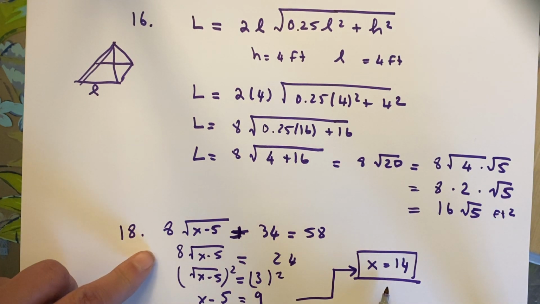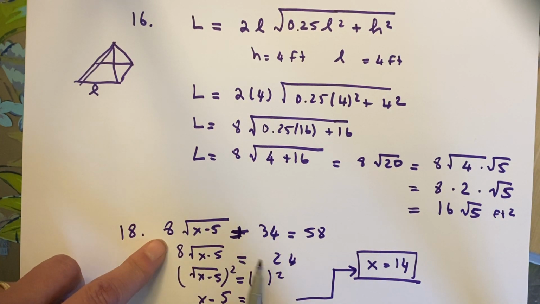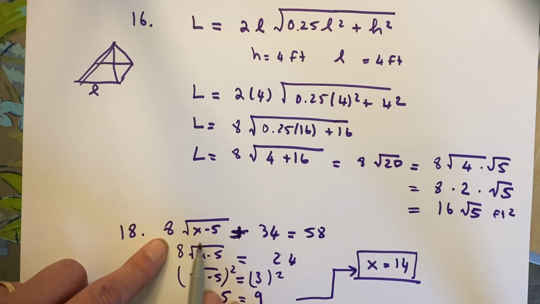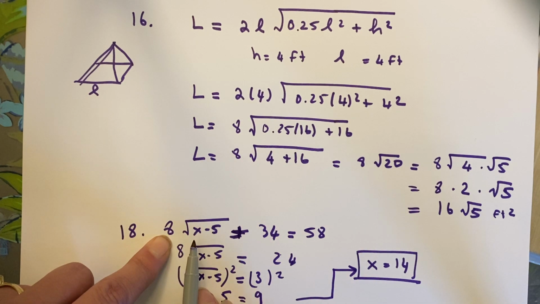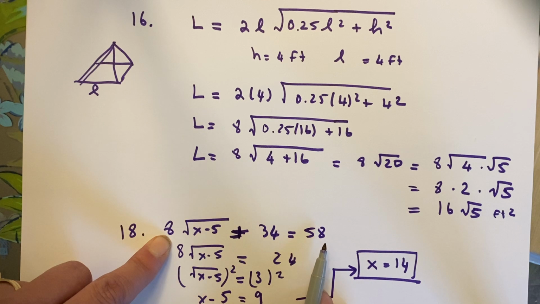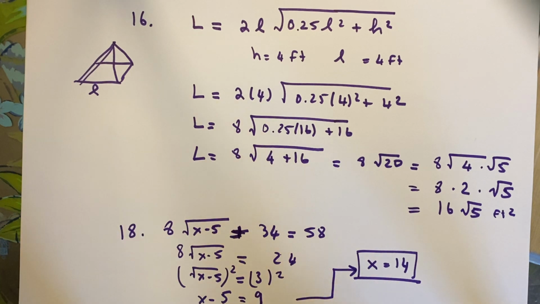If I check for extraneous solutions and substitute it back into my original equation, and make sure you write your original equation and don't transform it too fast because you're going to want to go back and check your solution: 14 minus 5 is 9. The square root of 9 is 3. 3 times 8 is 24. 24 plus 34 is 58. So yes, this is indeed the correct solution.